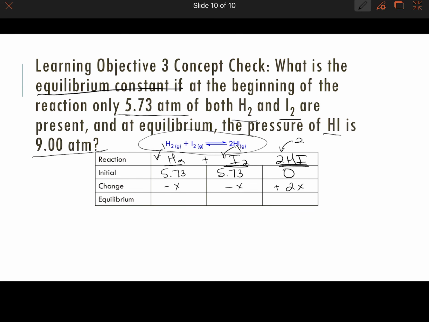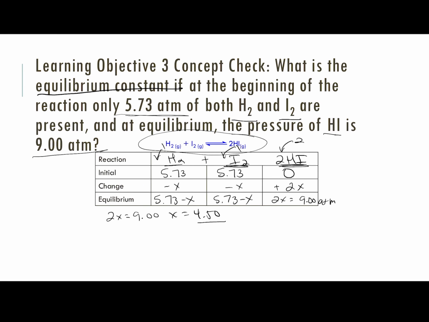Okay, so our change is 5.73 minus x here, 5.73 minus x here, and then 2x here. We have the equilibrium concentration, so we know 2x is equal to 9.00 atmospheres. Right? So now we can say, okay, 2x is equal to 9. X is equal to 4.50. So this gives us our x value.